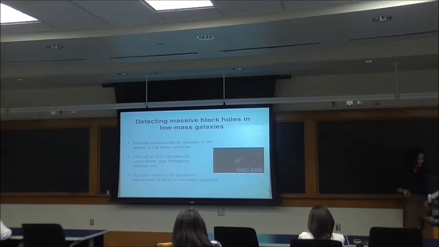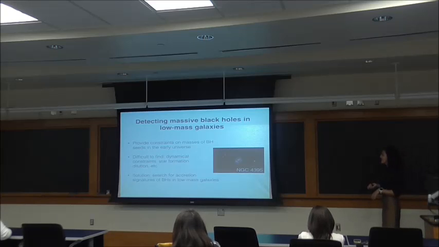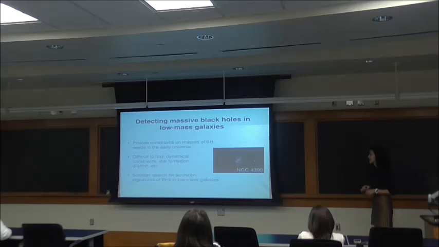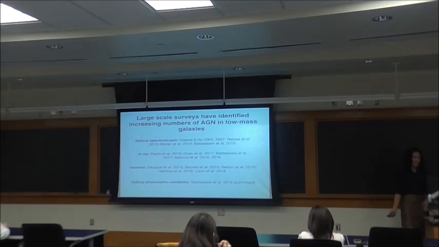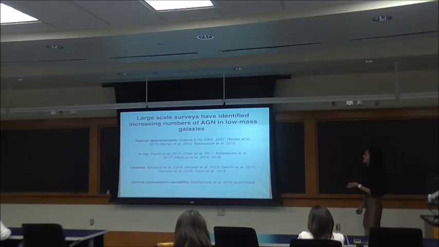So there are lots of observational challenges for detecting massive black holes in low mass galaxies. We really like to find them because they can provide constraints on the masses of black hole seeds at high redshift. And so in general, our solution is to search for accretion signatures of black holes in low mass galaxies, and I'm going to talk to you about a bunch of those different ways that we do that today.